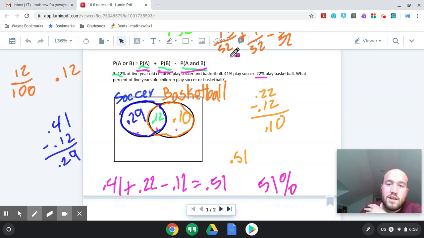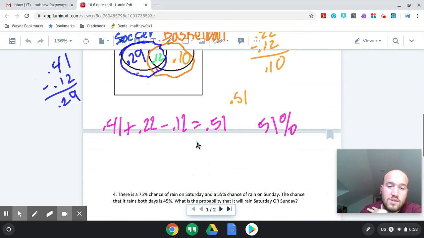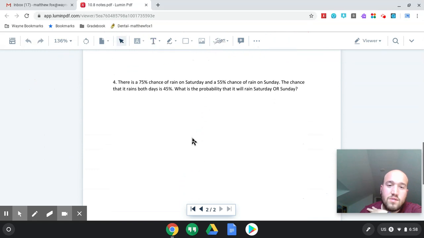I think that this formula is the easiest way. If you want to draw a Venn diagram each time, you can. However, in my opinion, that is not the easiest method. The easiest method is to use our formula. So now, let's continue using that formula.